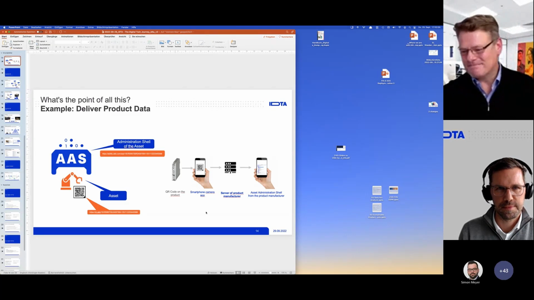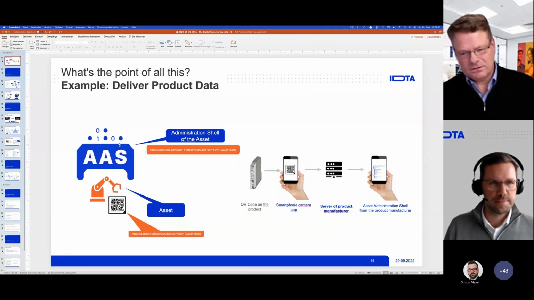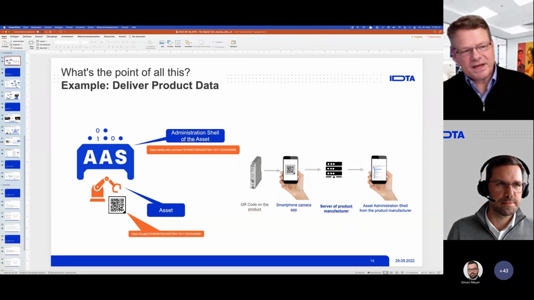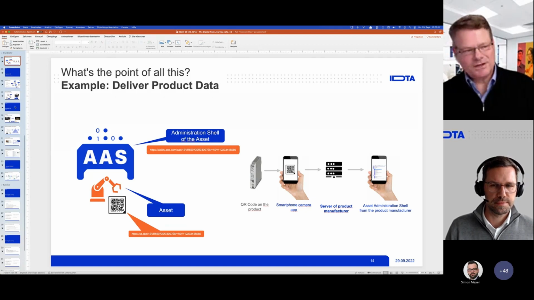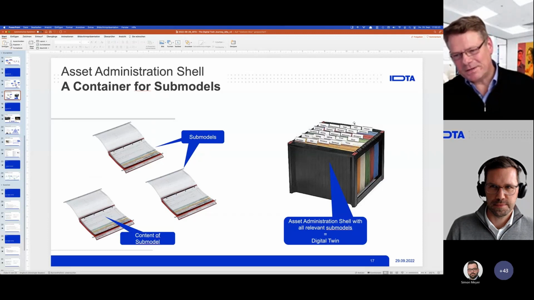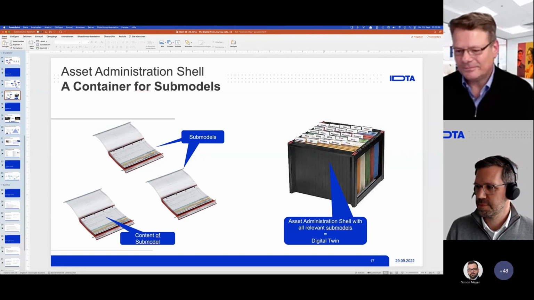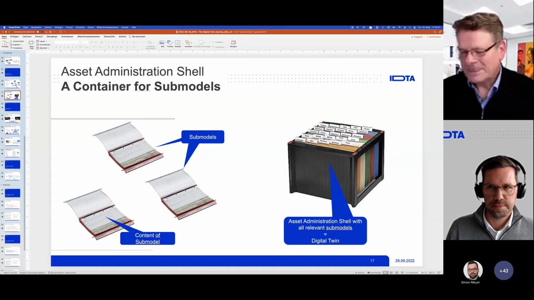The question is, where is the difference or the border between the descriptive and the procedural descriptions? They are all in the submodels. So really the AAS only gives the context. It is this box, which could be an empty box at the beginning, and then you fill it up with submodels that are descriptive, behavioral, simulation, whatever. Okay, yeah, thanks.